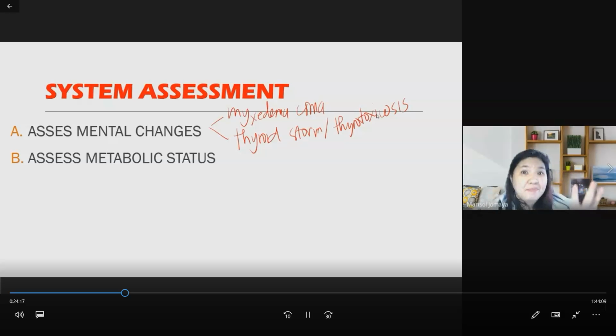Sa hyper, payatot siya kasi everything is just very fast. Sa hypo, mataba siya because everything is very, very slow. Okay, and that would be one of these system assessments that we need to do for our patients.